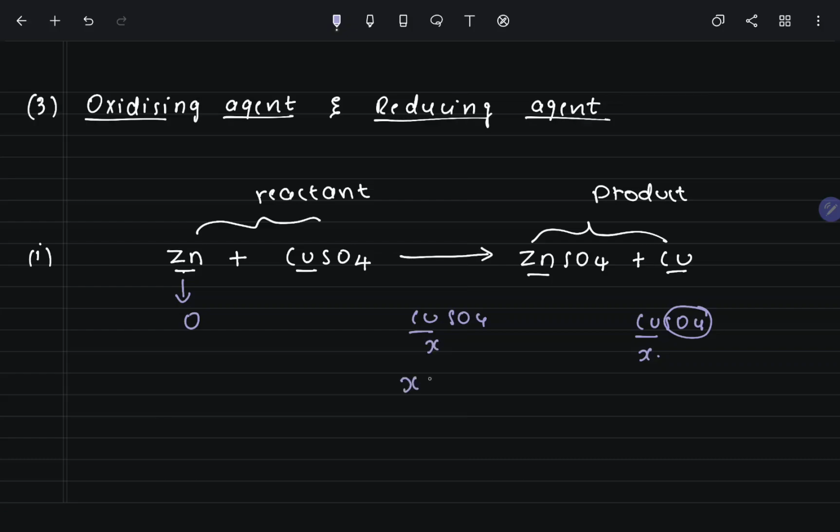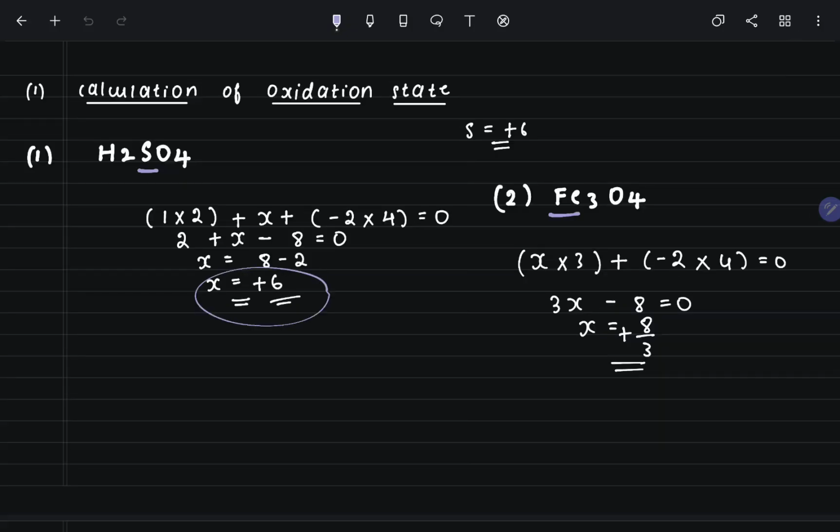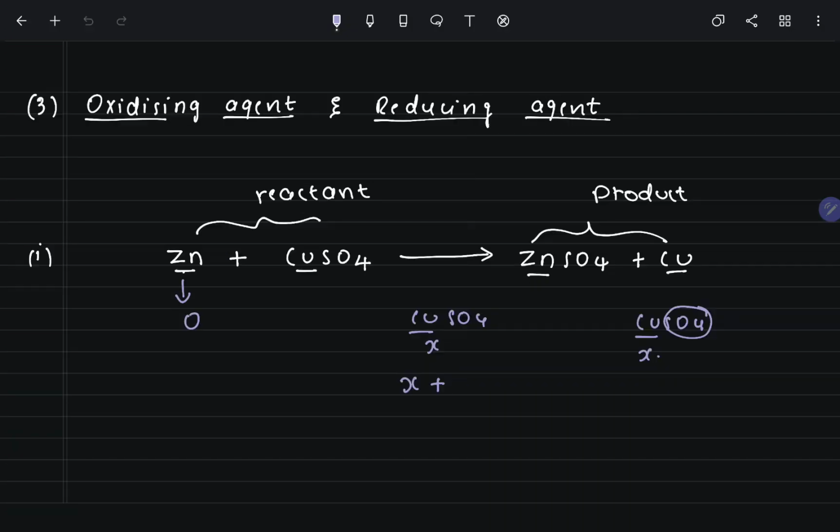So just write X plus sulfur value. That time only we had found out what's the sulfur value. See here. What's the sulfur value here? Plus 6. Okay, so please remember only sulfur value all the time. Plus 6 is the sulfur value. Plus oxygen value, I told you, always minus 2. So you have 4. So into 4 is equal to 0.